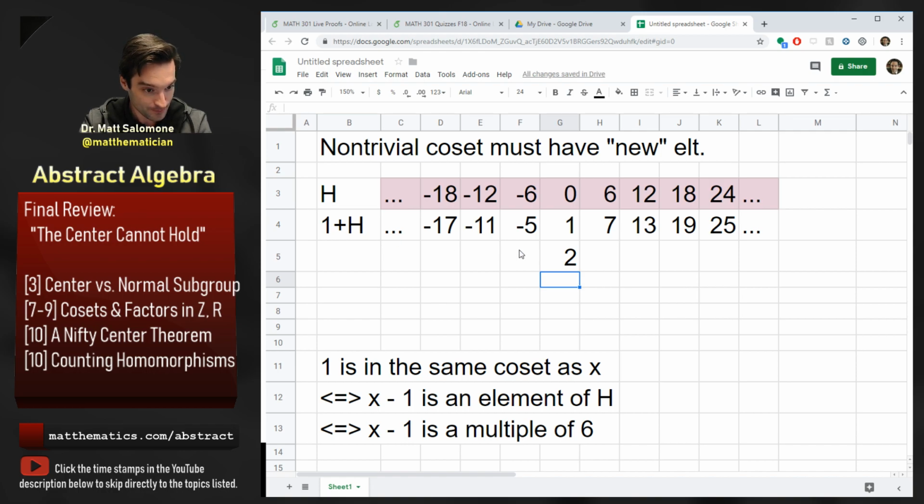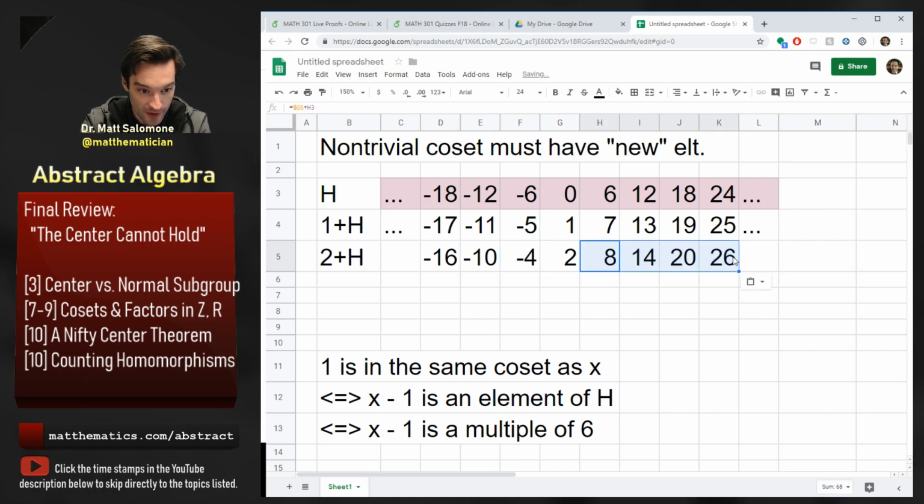So let me copy this down here. What does 2 plus H look like? Well, all I have to do, again, is take my 2 and add it to the elements of H. So negative 18 plus 2 is negative 16. Negative 10, negative 4. And then all the elements over here, which I get by adding 2 to a multiple of 6, right?